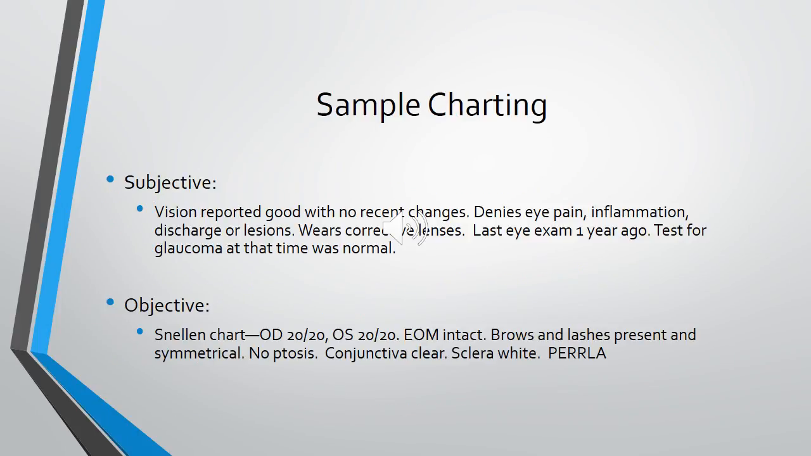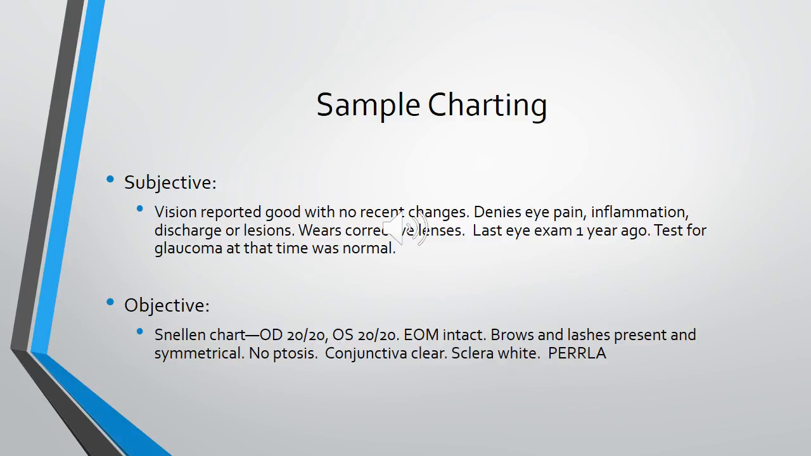Here's an example of a sample narrative charting regarding your eye assessment. So you would summarize your subjective data. Vision reported good with no recent changes. Denies eye pain, inflammation, discharge, or lesions. Wears corrective lenses. Last eye exam 1 year ago. Test for glaucoma at that time was normal.